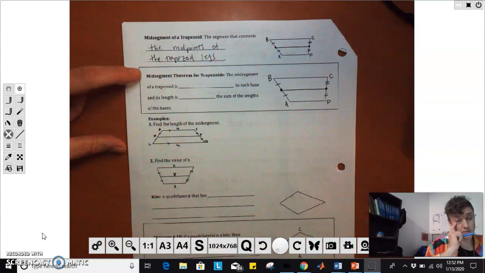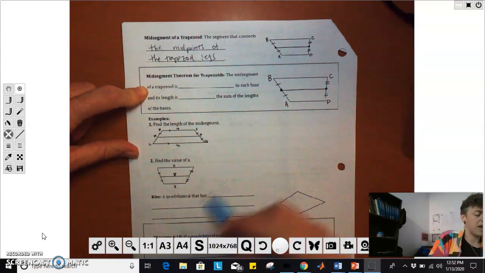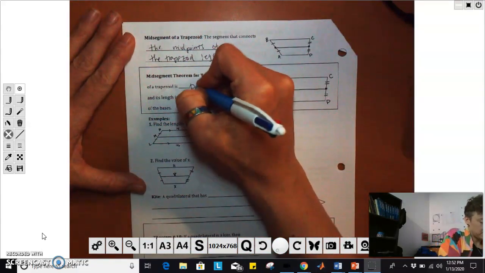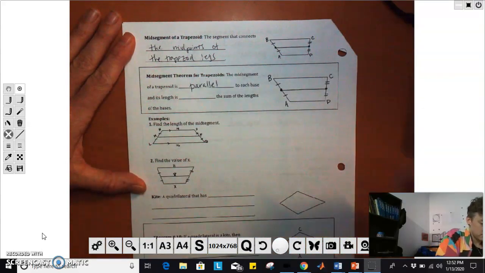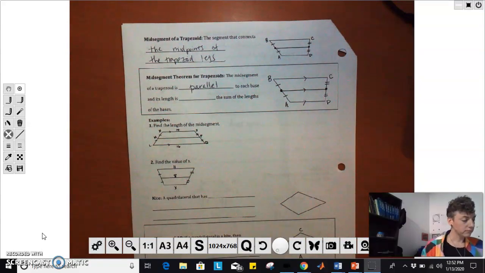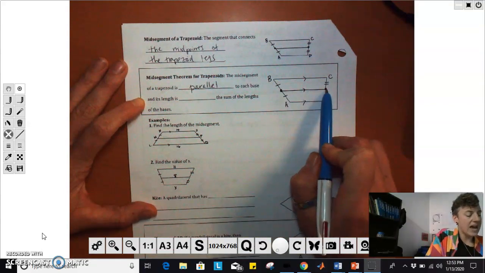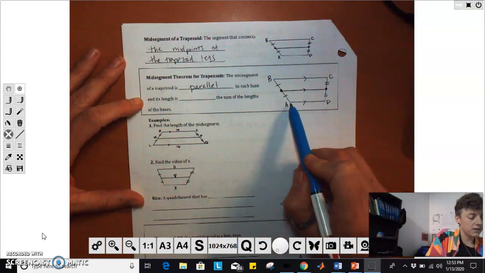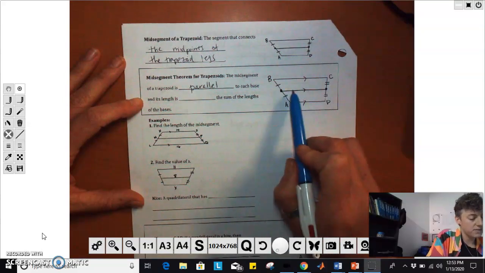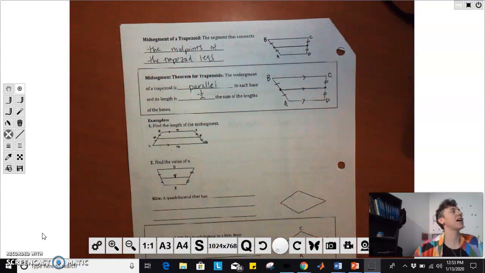So there's some interesting information about mid-segments of trapezoids. Each mid-segment of a trapezoid is parallel to each base. So these are all 3 parallel. And the length of this mid-segment is half the sum of the length of the bases. It's half the sum of the lengths of the bases. So it's halfway in between, perfectly halfway in between the length of each base.